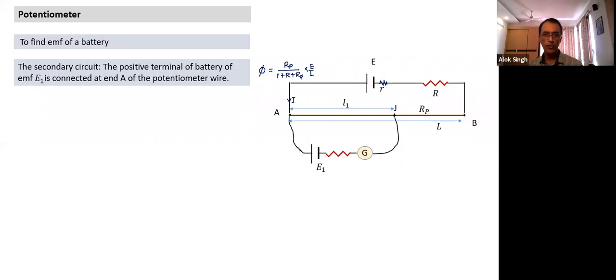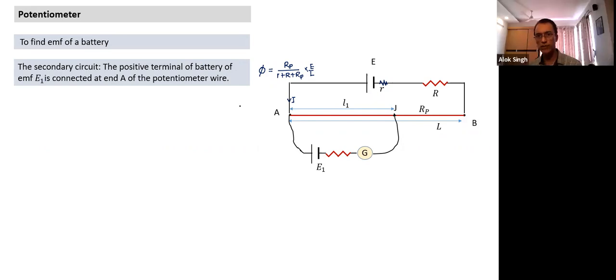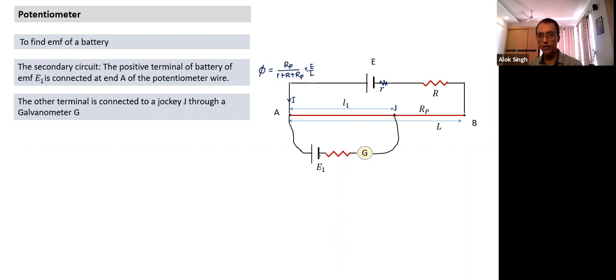What we do is the positive terminal of the battery of EMF E1, which is unknown, is connected to end A of the potentiometer wire. Which end? The same end A to which the primary circuit battery's positive terminal is connected, not the other way around. Then this one side is connected to A. The other terminal, this is internal resistance r, is connected through a jockey to a galvanometer.